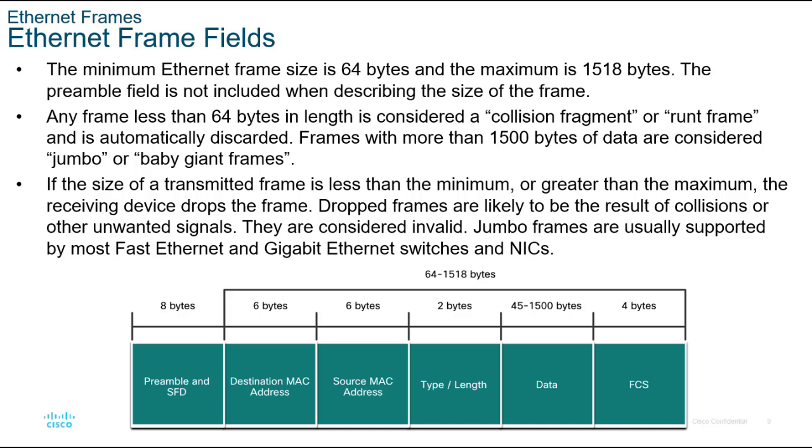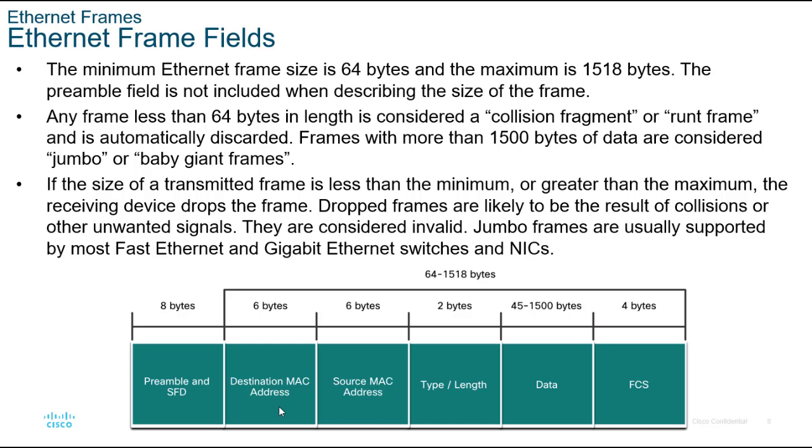The individual fields of an Ethernet frame are shown here. At the front of the frame is the 8 byte long preamble and start frame delimiter or SFD field. The purpose of this field is to synchronize the sender and receiver and get the receiver's attention to get ready to receive the frame. After the preamble SFD field comes the 6 byte destination MAC address field that identifies which device the frame is for.